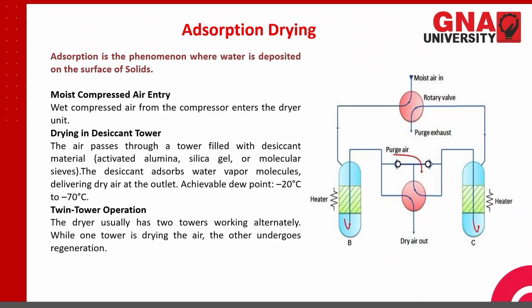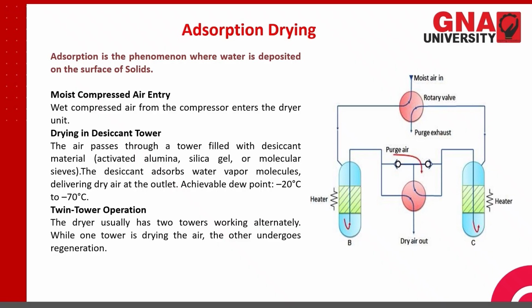So this is the construction of the schematic of the adsorption type of drying system. So what happens? Moist compressed air entry: wet compressed air from the compressor enters the dryer unit. First of all, the moist air enters from here. This valve is a rotary valve. It has a set timing to allow the air to pass into different directions. So this is the rotary type of valve, always controlled with the help of a timing.